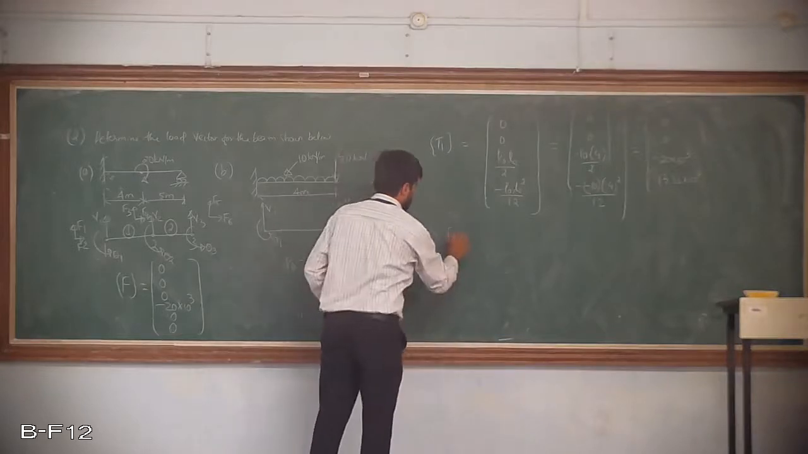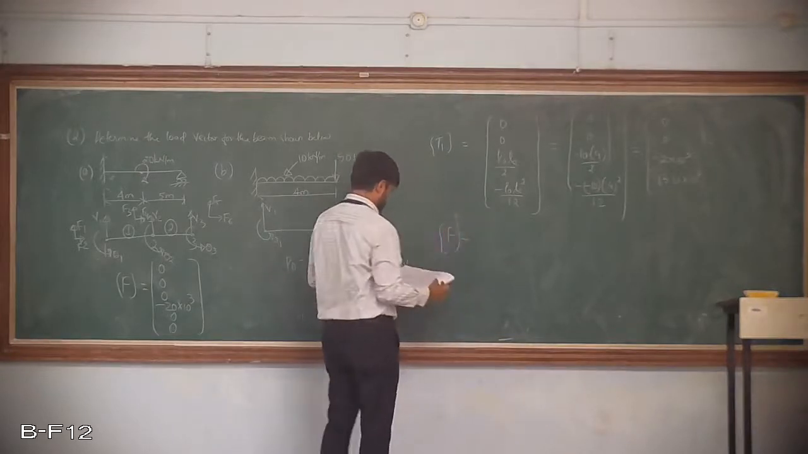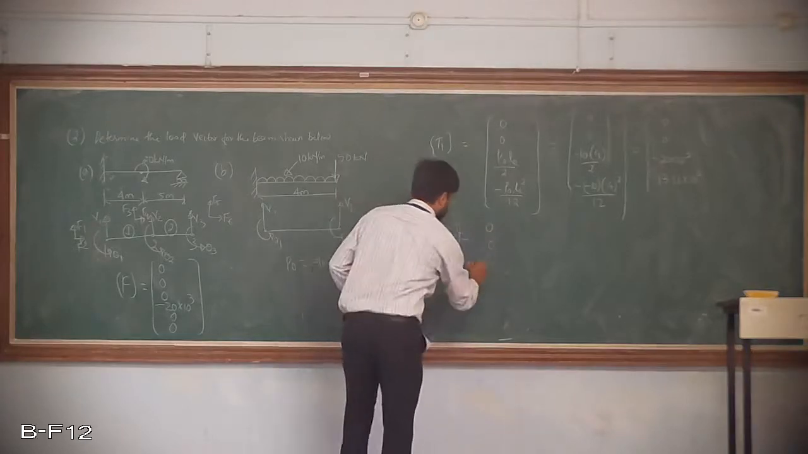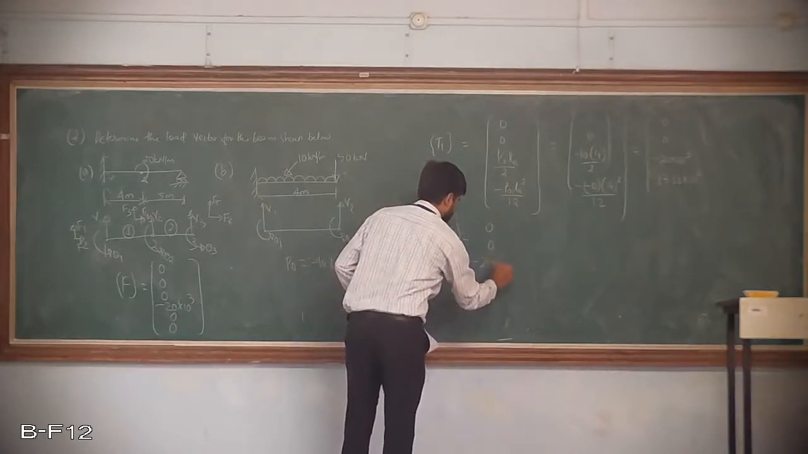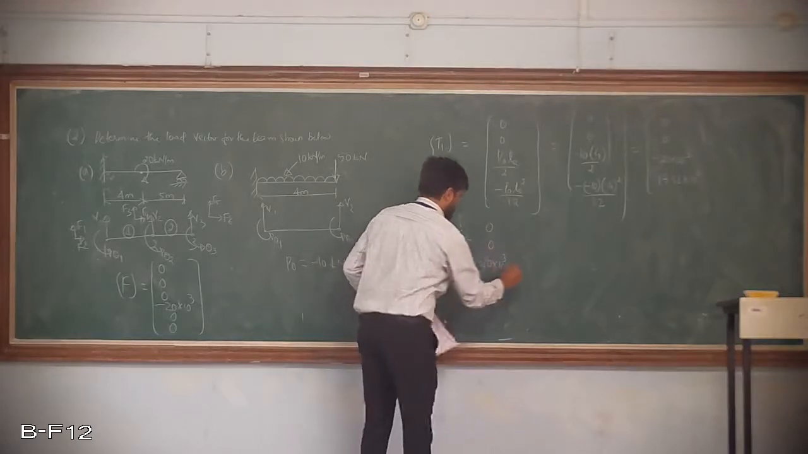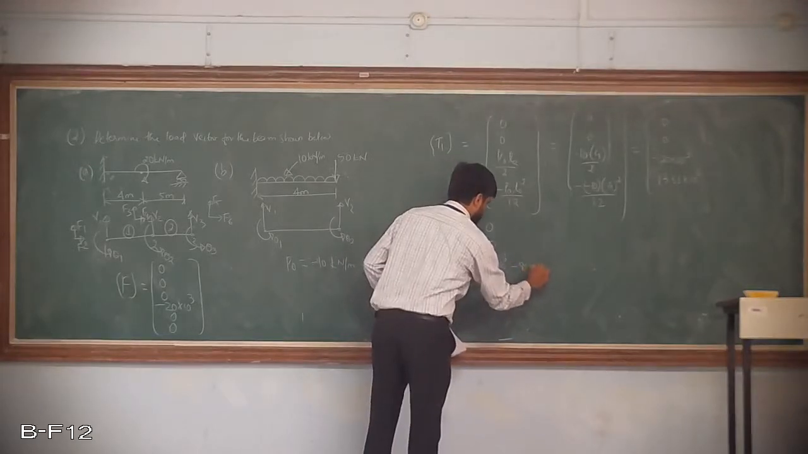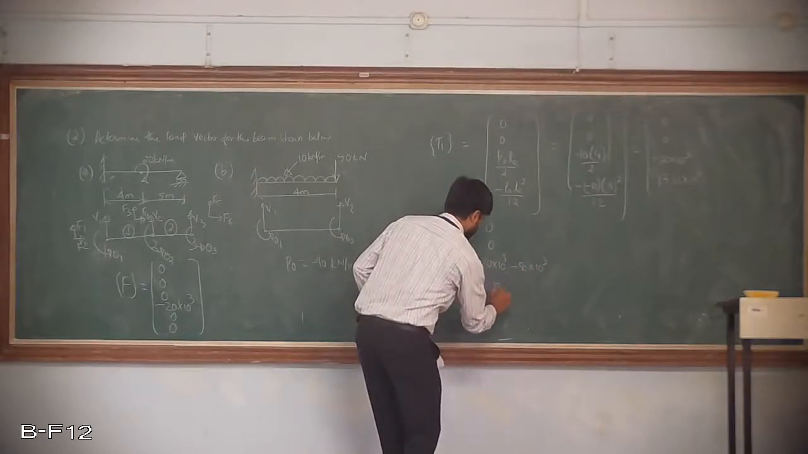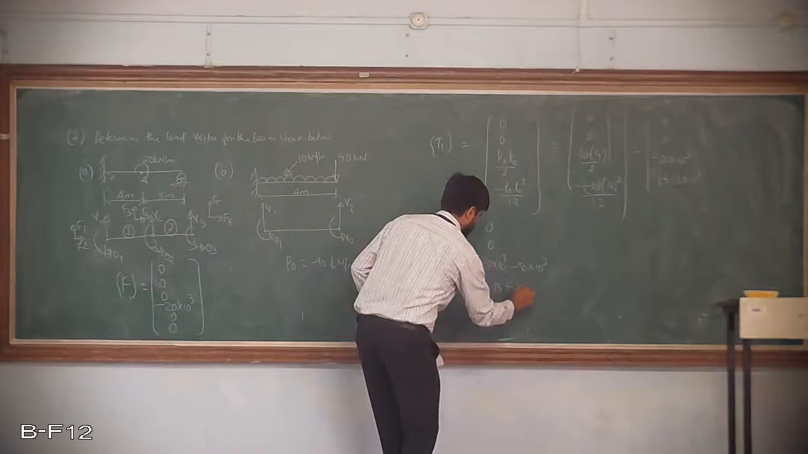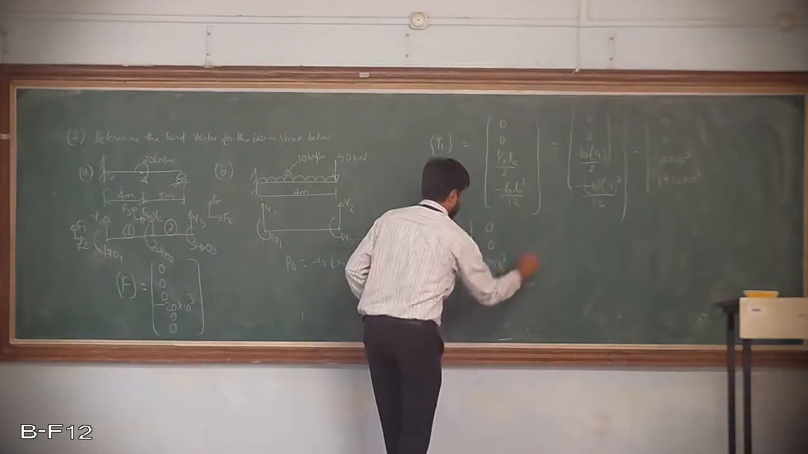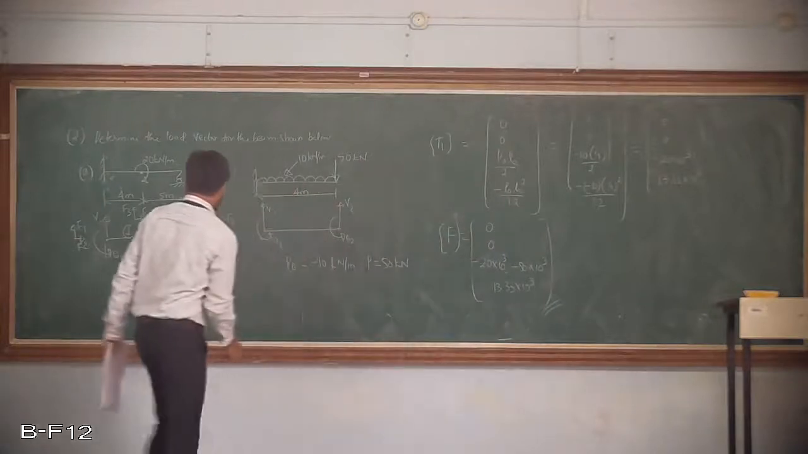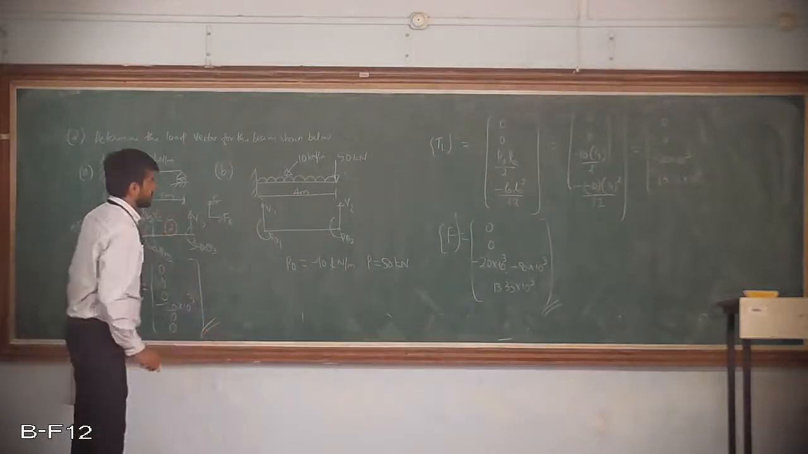So the final force vector you will get here is 0, 0, minus 20 into 10 raised to 3, minus 50 into 10 raised to 3, and the last one will be 13.33 into 10 raised to 3. So this is the final result for this, and this is the final result of this.